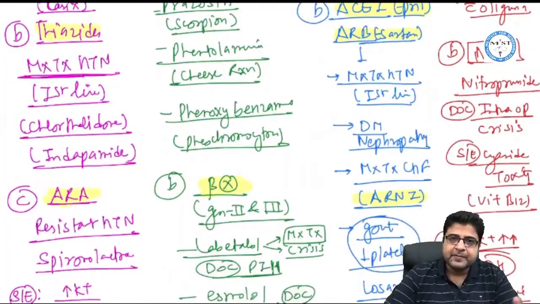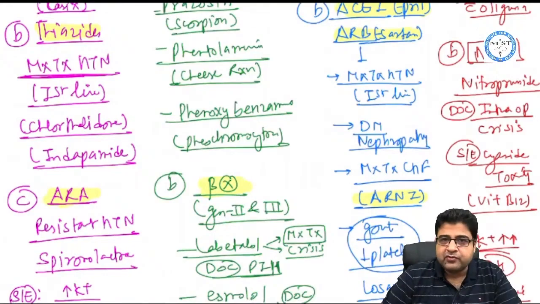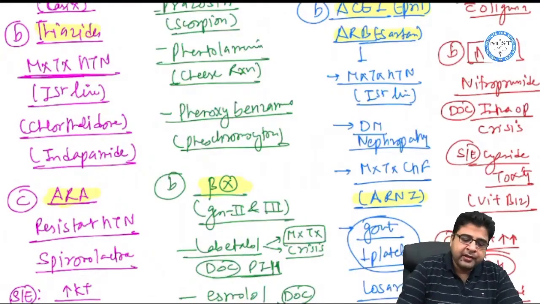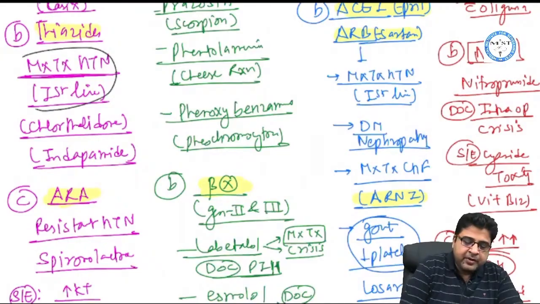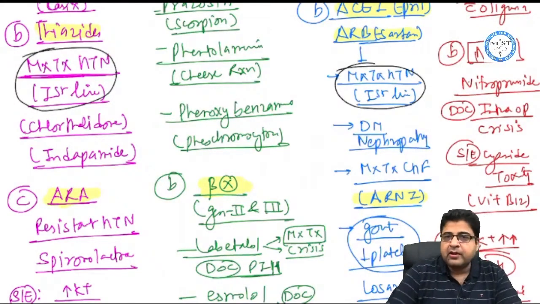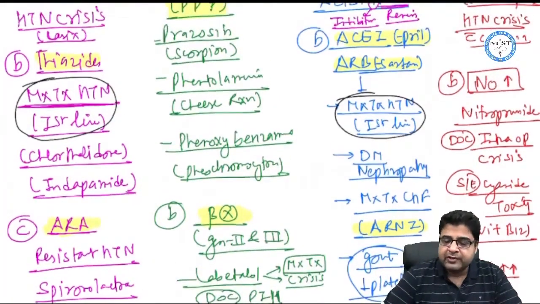Now where do we use these medicines? These medicines are first line drugs for maintenance treatment of hypertension. If you look here, thiazides are considered first line drugs for hypertension. ACE inhibitors are also preferred as first line drugs.